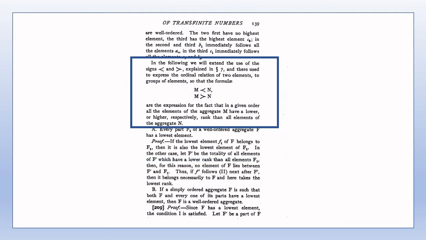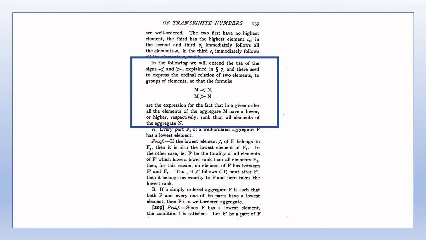The symbol for a simple order on an aggregate that was introduced in section 7 is extended to a relation between partial aggregates of an aggregate. Of course, this relation only holds between certain partial aggregates, namely those where the elements of one partial aggregate are all lower in rank than a second partial aggregate. If some elements of one of the aggregates are lower in rank and some higher in rank than the elements of the other partial aggregate, then the symbol is not applicable.